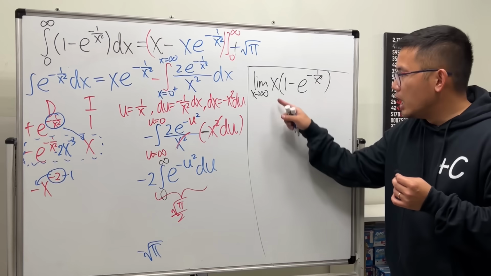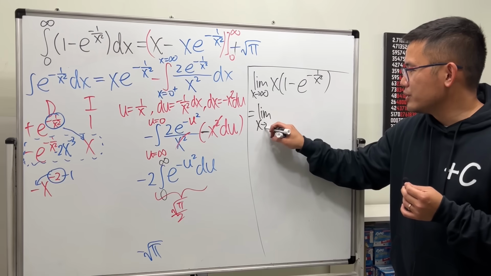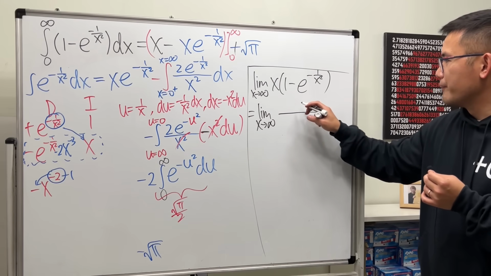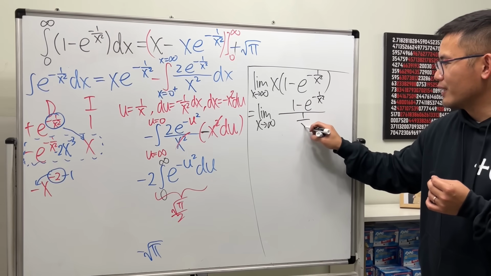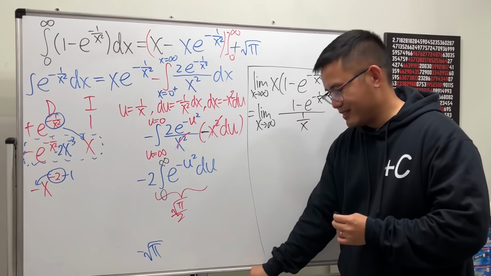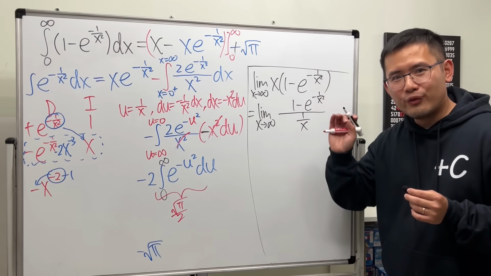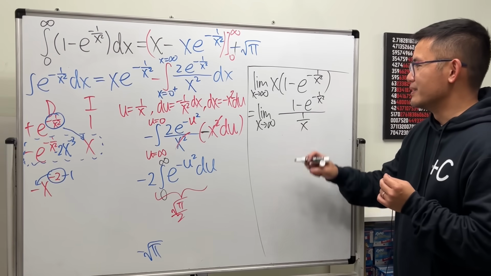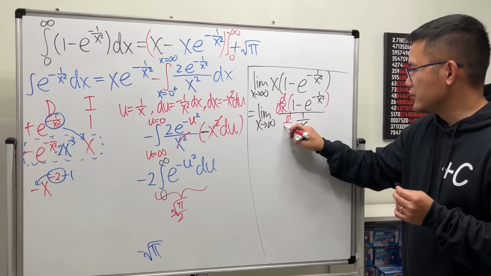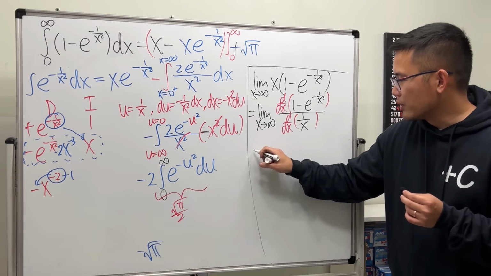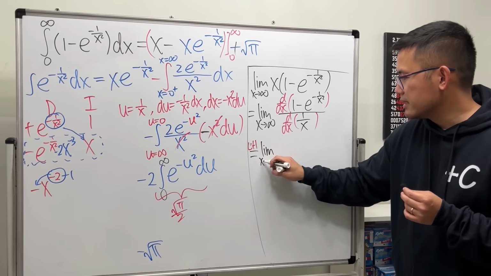Don't worry. Put this x down, becomes the limit as x approaching infinity, and we will have 1 minus e to the negative 1 over x squared over 1 over x. Put the x down. Yay. Then we will get 0 over 0, L'Hopital's rule. So here we go. Differentiate this, differentiate that. So thanks to L'Hopital's rule, we can just focus on the limit as x approaching infinity.